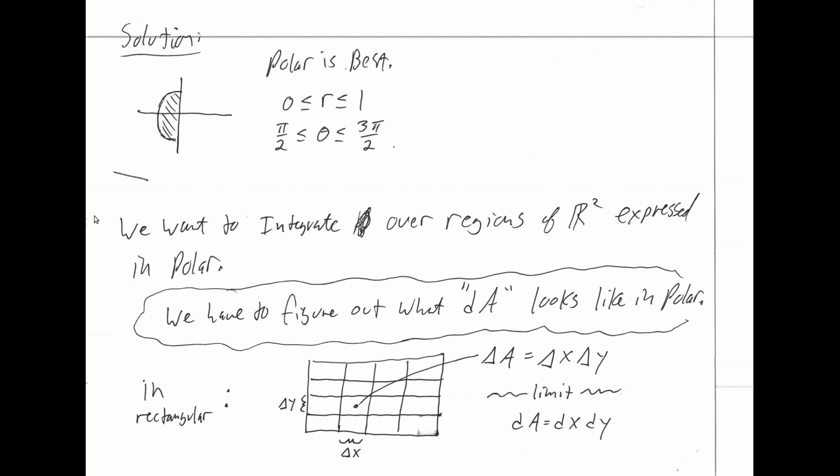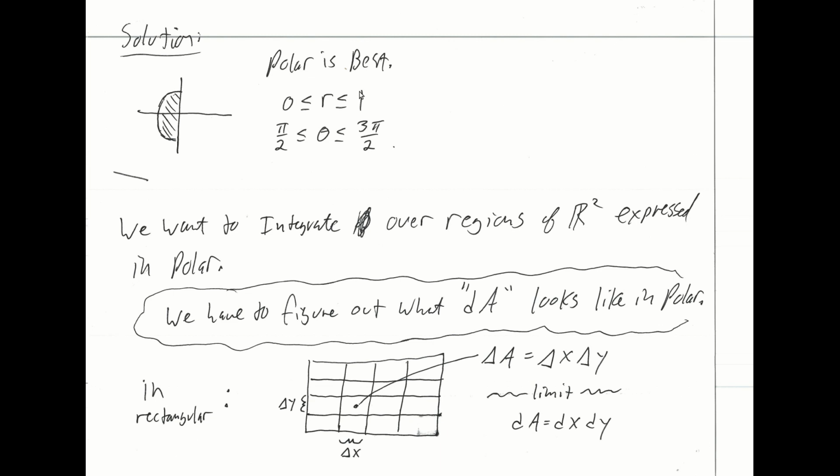Alright, so let's have a look. Polar is for certain going to be best here. It can be expressed in Cartesian, and I'd be happy to show you in office hours. It's not that crazy. But polar will definitely be the most natural way. So r equal to 0 represents just the origin, the only point that is distance 0 from the origin. We're going from r equal to 0 up to r equal to 1.